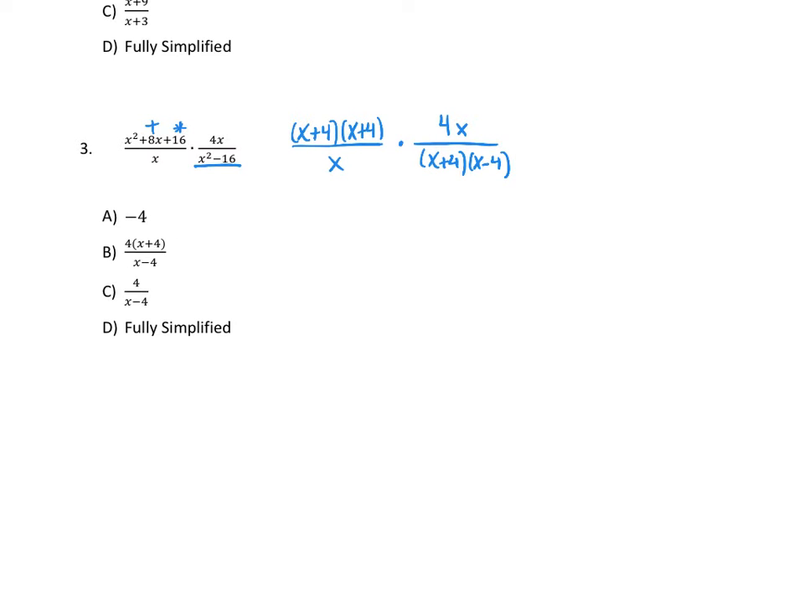Now that everything's factored, I can look to divide if there's anything the same in the numerator and the denominator. So I have an x plus 4 and an x plus 4 I can divide. I have an x and an x I can divide. So what's going to happen is I'm going to end up having 4 times x plus 4 all over x minus 4. So that's option B.